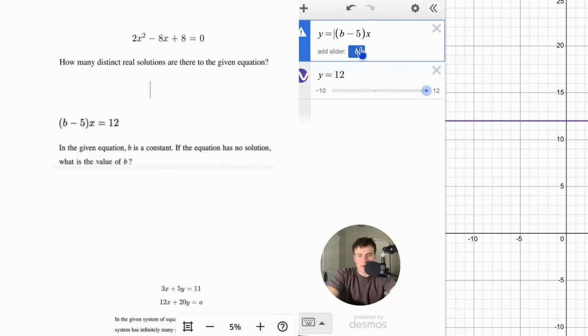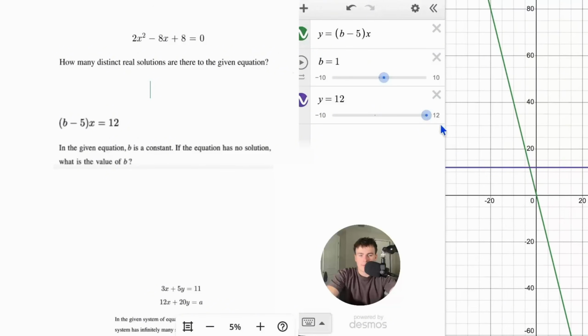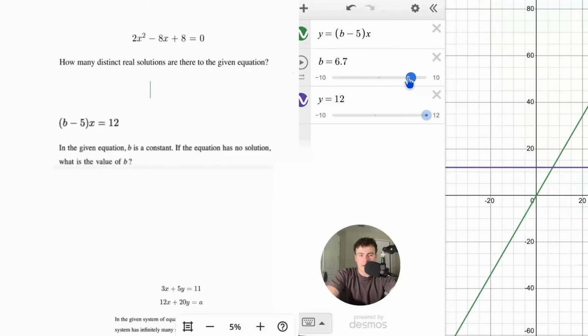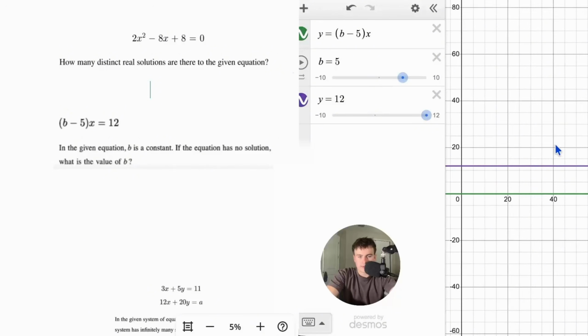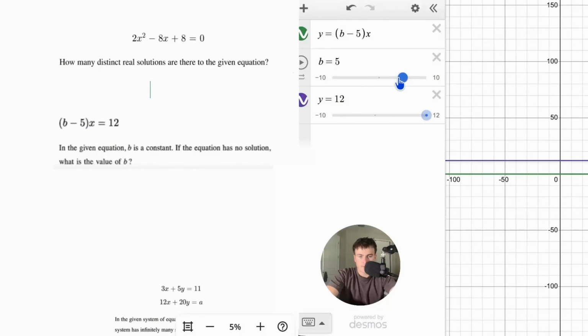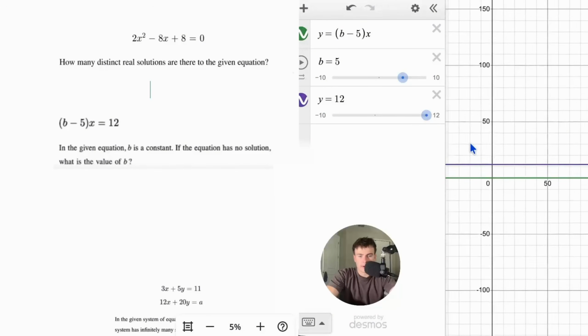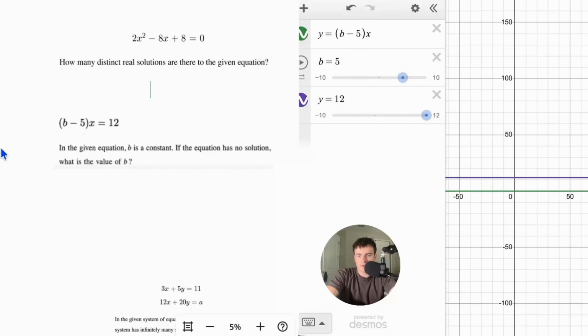So both of these are equal to y because they're both equations, right? So let's add a slider. And then it says the equation has no solution. What is the value of b? So you literally just drag it until there is no solution. In this case, kind of a weird one, but this is no solution because they never intersect. Whereas with any other value, there's going to be an intersection point. But when b is 5, there's nothing. They're parallel, even though it looks kind of weird. They're horizontal, but they're parallel, therefore, by definition, they are no solution because they never intersect. So the answer is 5.